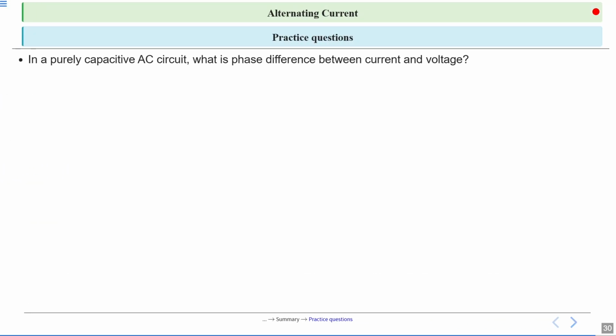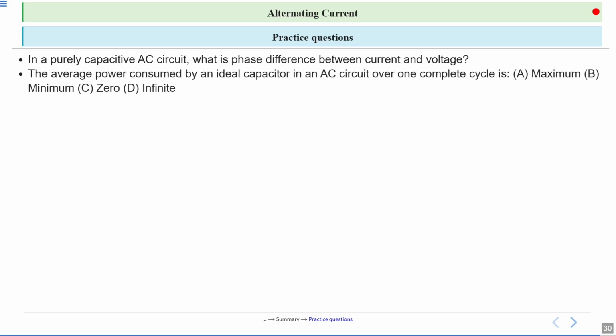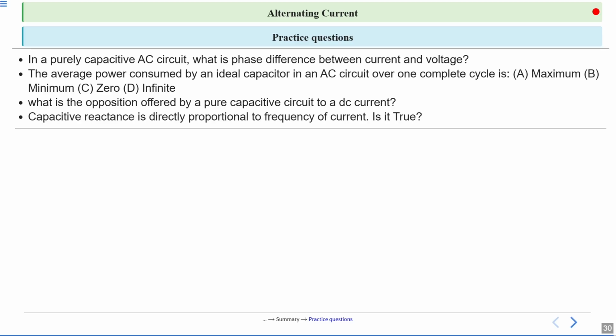So there are some practice questions you have to do yourself. In a purely capacitive AC circuit, what is the phase difference between current and voltage? The average power consumed by an ideal capacitor in an AC circuit over one complete cycle is: options are A maximum, B minimum, C 0, or D infinite. Third question, what is the opposition offered by a pure capacitive circuit to DC current? And last question, capacitive reactance is directly proportional to the frequency of the current. Is it true?